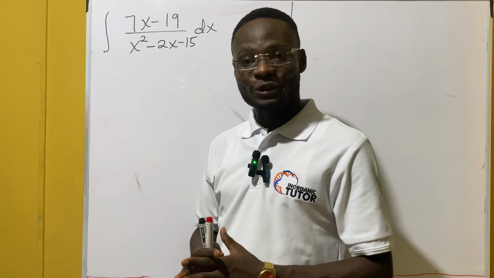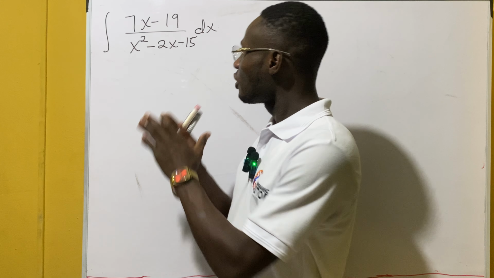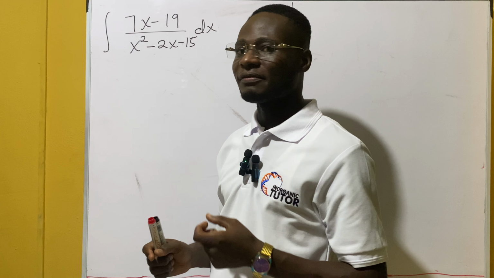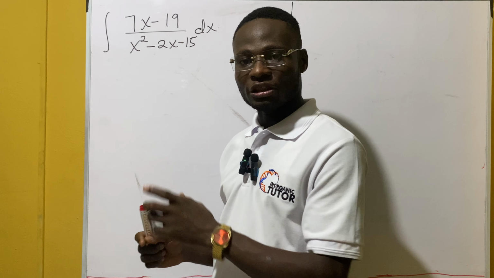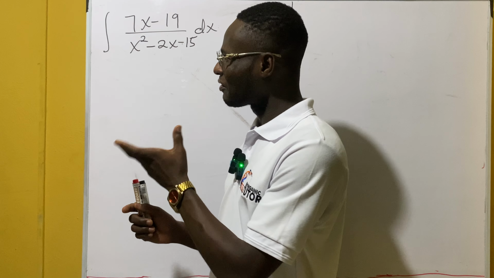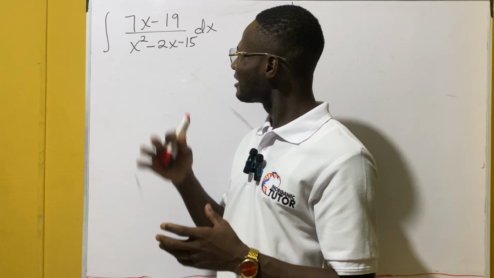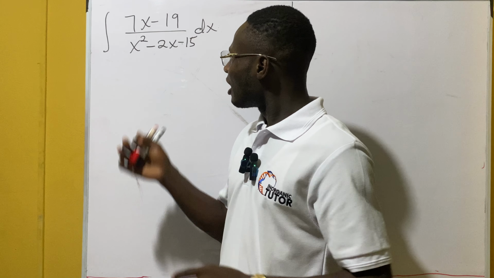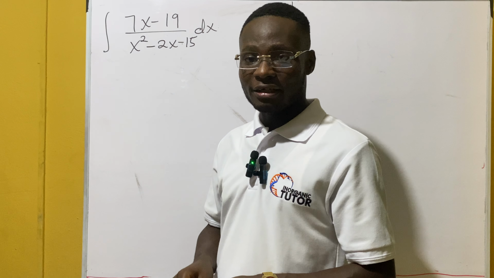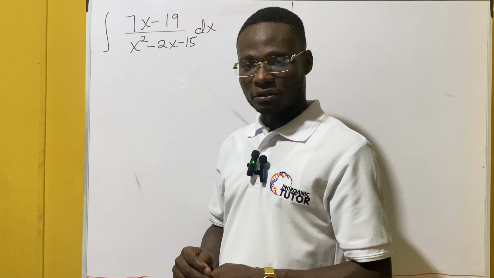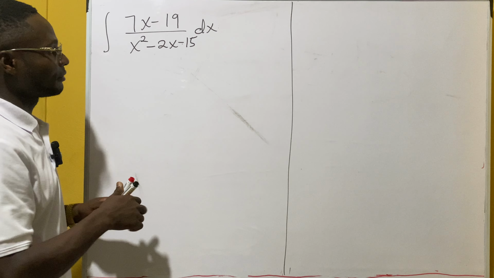In this video, we are going to talk about integration by partial fractions, and of course we are going to look at when we have a quadratic expression at the denominator. Sometimes that is an irreducible factor, but in this case we can factorize the denominator and then we have linear functions. So let's look at how we do this here.